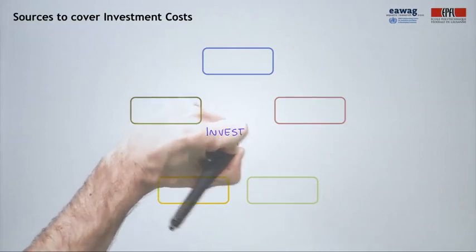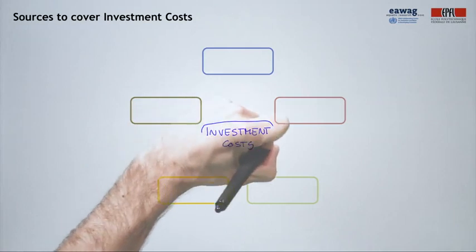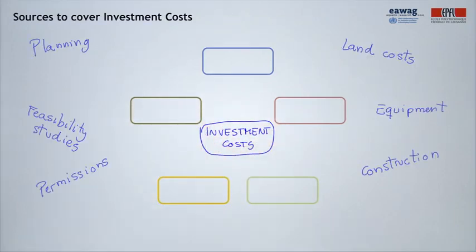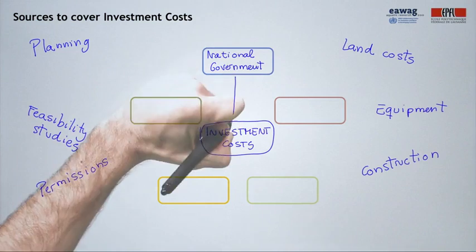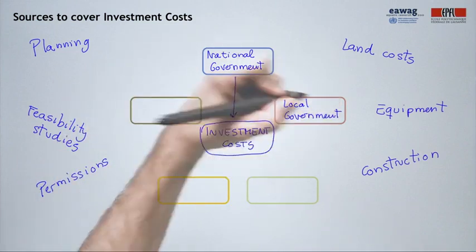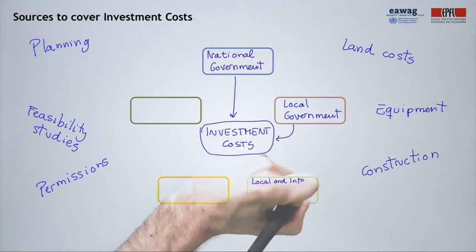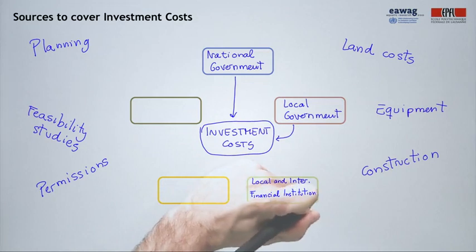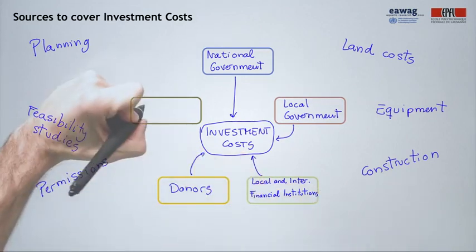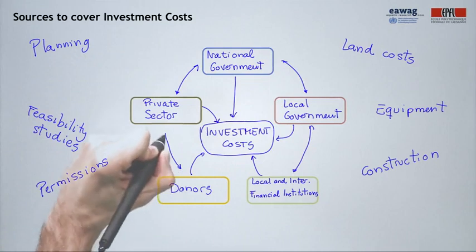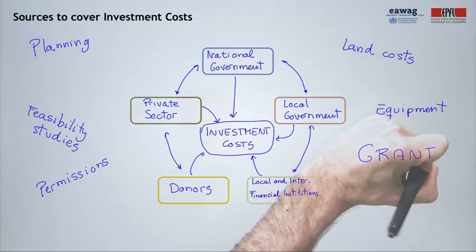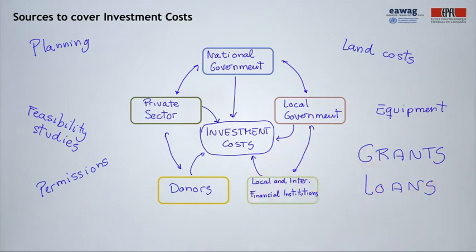What do we mean by investment costs? Investment costs, also called capital costs, are all those related to developing and constructing infrastructure or large equipment. There are 5 main financial sources for these costs. These are national government, local or international financial institutions, which are most of the time banks, donors, or the private sector, or a combination of these. The money received can either be a grant, which is non-repayable funds, or loans, which need to be paid back.